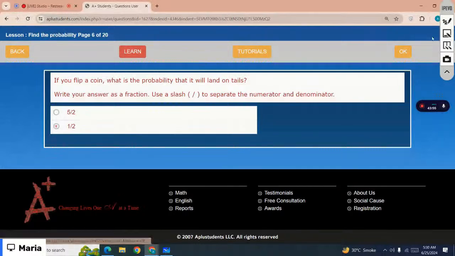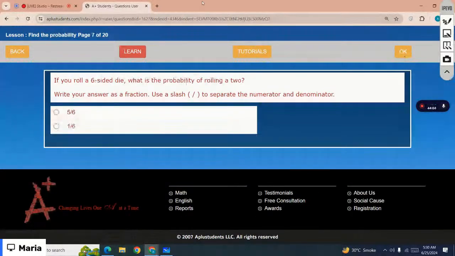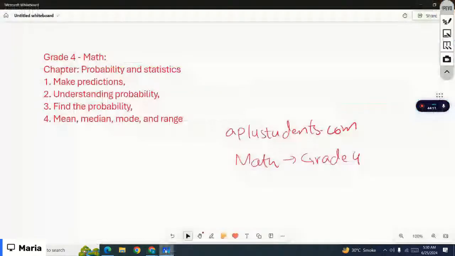This is not the board. This is the screen I'm sharing. How can I write the title over here? You can see the title, find the probability. That's the lesson name. Here it is. On the board, you can also find all the lesson names we are working on right now. I'm on the website right now. That's not the board. I cannot write on the website like on the board.